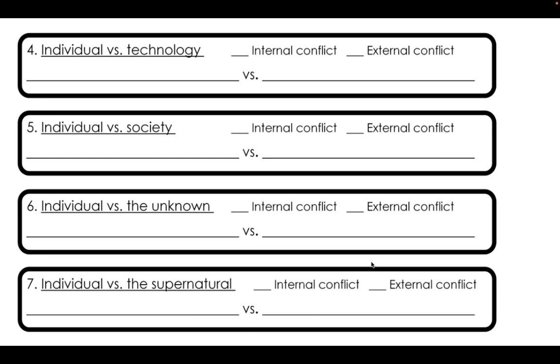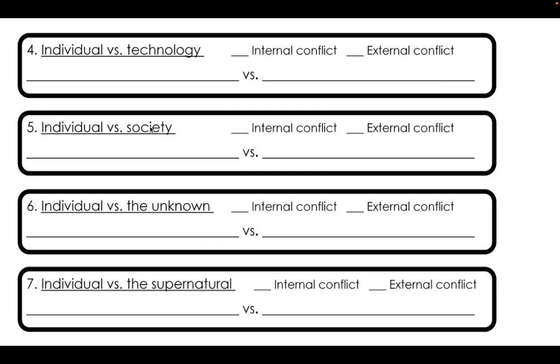And then we have individual versus technology. This one can be confusing because a lot of times we think of technology as like a computer, but it's anything that's man made, that's not happening in nature that we create. So it could be a computer, it could be a window, it could be a house. It's anything that is man-made, and that, of course, will be an external conflict because it's something that we could hold in our hand and we could physically touch.